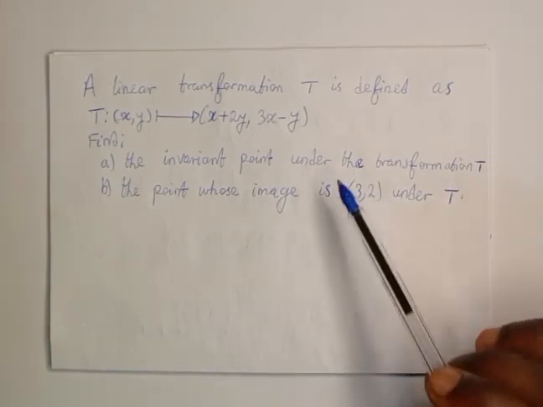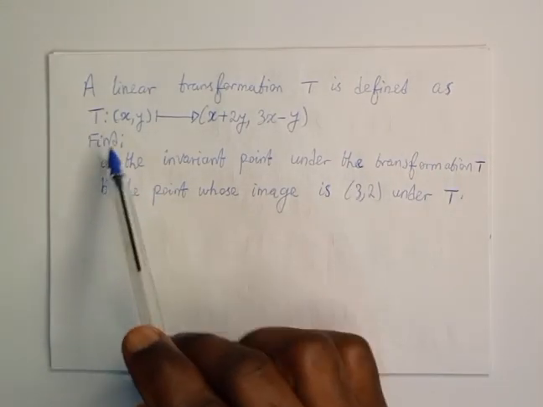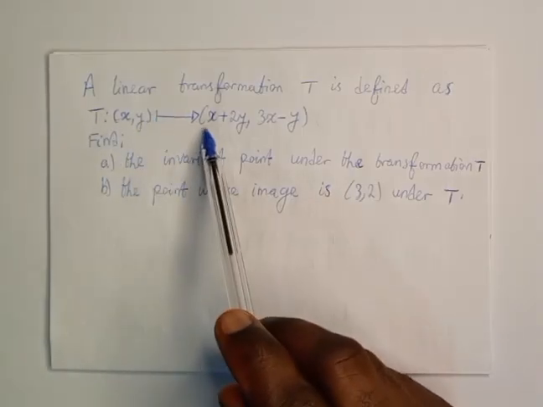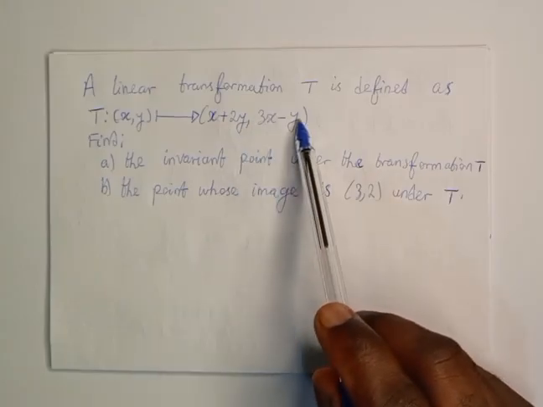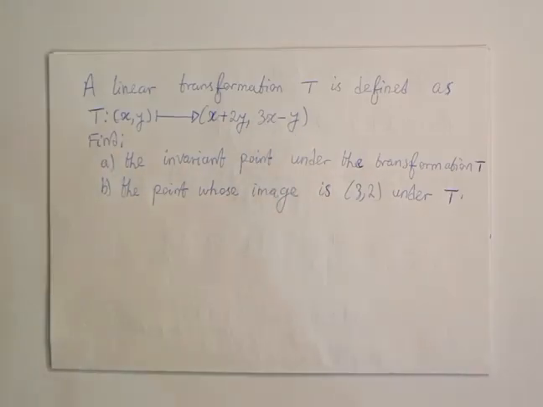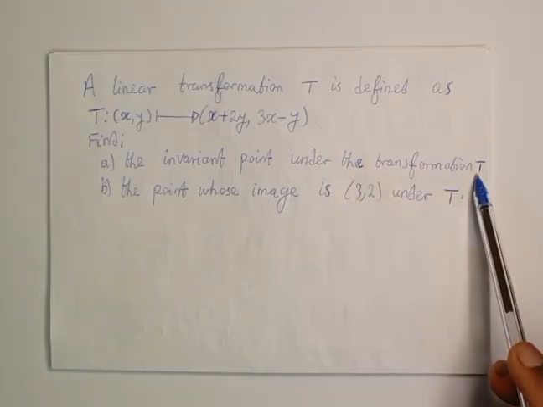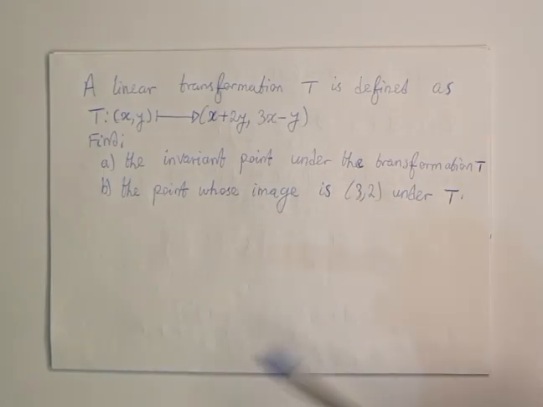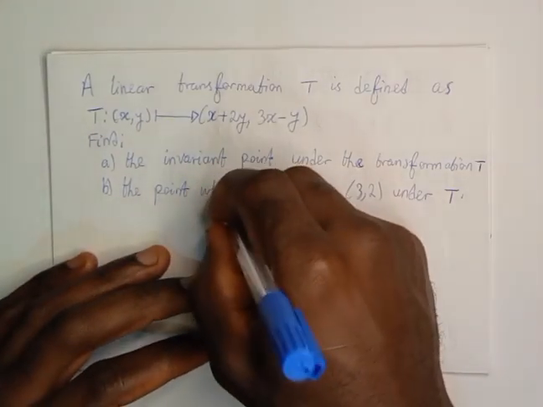A linear transformation T is defined as T maps the point (x, y) onto (x + 2y, 3x − y). A: Find the invariant point under the transformation T. B: The point whose image is (3, 2) under the transformation T. We take the solution.